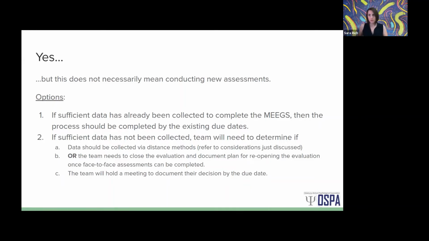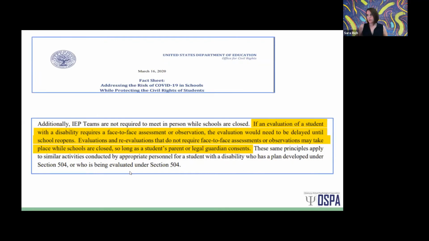Document it. Or the team could decide that we need to close this evaluation and document a plan for reopening the evaluation once face-to-face assessments can be completed. So what your team would do then is, again, hold the meetings, officially close this evaluation, but then clearly document your plan for what you're going to do to complete this once we're back into live schooling and you are able to have face-to-face contact with that child. Either way, my understanding is that the MEG still needs to occur and be completed, and the team needs to just document what decisions were made and why they made those decisions. And this is that same one that I showed you earlier, talking about the fact that you can close out those evaluations.